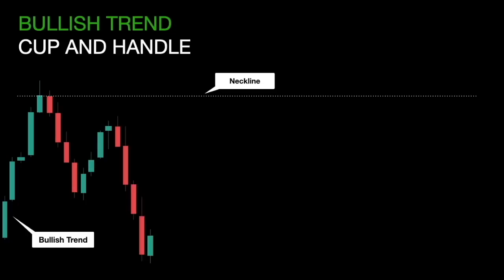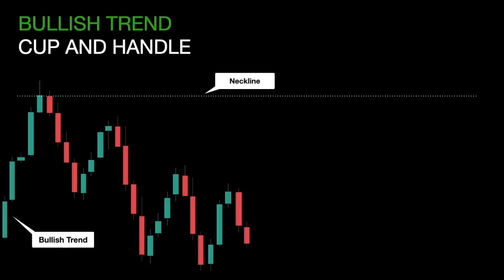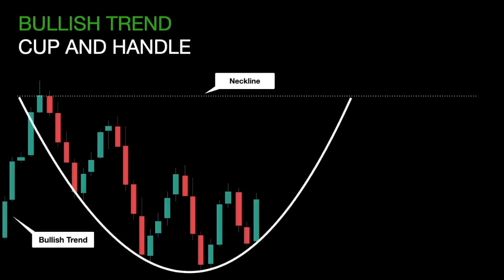Price then will start moving to the downside in waves, creating lower highs and lower lows. Price will then reach a major support zone and start a reversal, creating higher highs and higher lows. These waves of consolidation will form a semicircle, also known as the cup of the pattern.